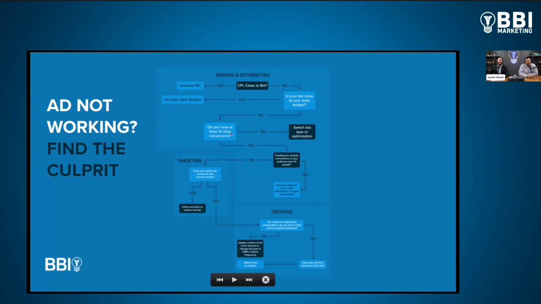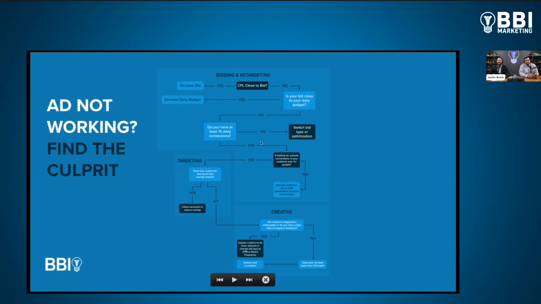For us on an ad, when I'm starting testing it, I'm running at a slightly higher budget. And based on the lead cost I'm looking at, I want 15 daily conversions. I'm going to wait a week before I even look at this. Right. And then if I don't have 15 daily conversions, then I look at switching bid type or optimization. So then I can switch over to some different concepts in how I'm bidding.